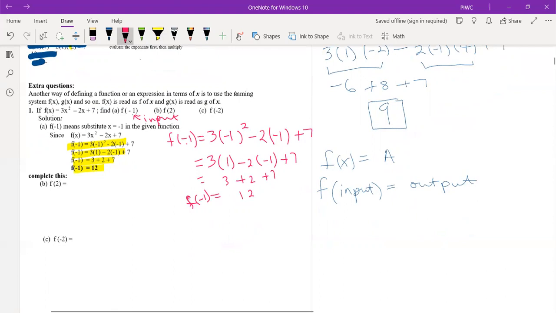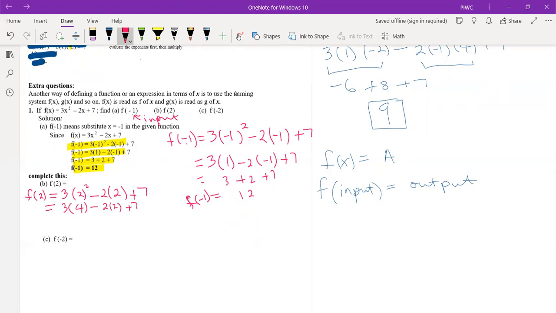F of 2, right? So the function f of 2. So that's the function f. So I go f of 2 is equal to, say, 3 times, say, square the input, which is this, minus 2 times the input, which is a 2x. So x is 2, and then plus the 7. So you have 3 times 4 minus 2 times 2 plus 7.